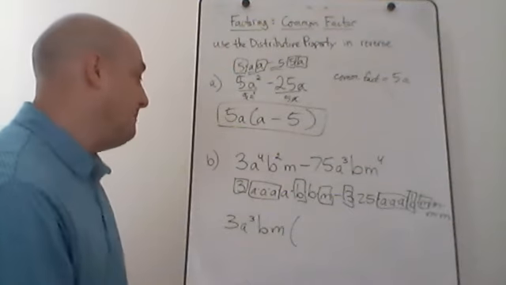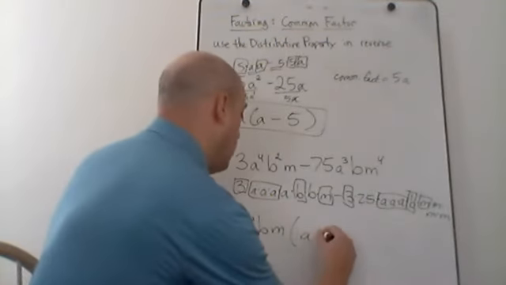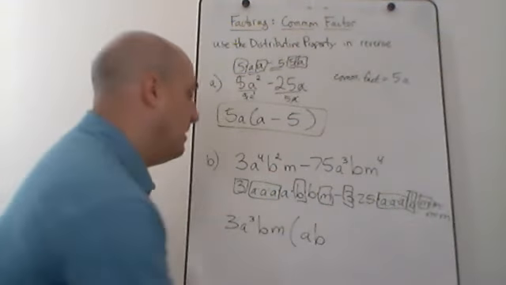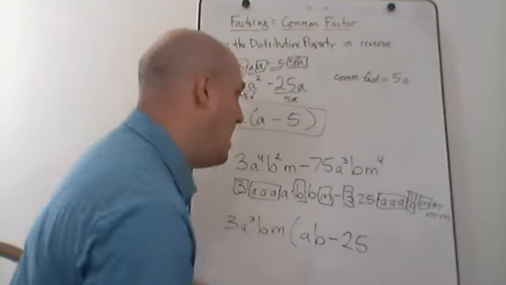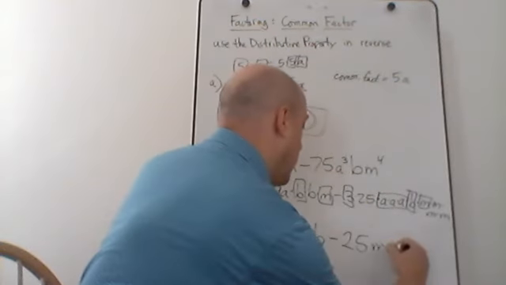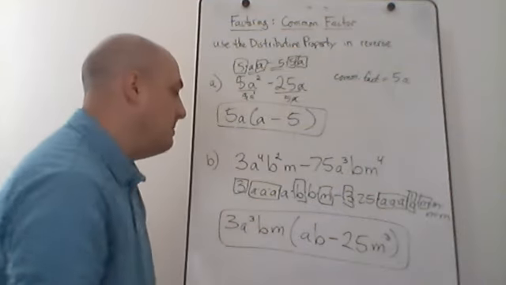Now, what's left behind after I do that? Well, I have an a and a b from that first term, and that's all that's left behind, right? Everything else got pulled out. And then in the second term, I have a minus 25, and then I have no more a's, no more b's, but I have 3 m's, so that's going to be an m to the third power. Right, and that will be my factoring.